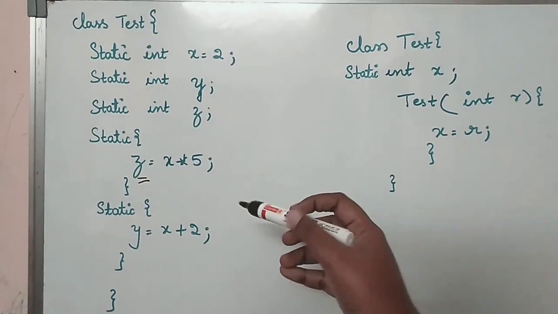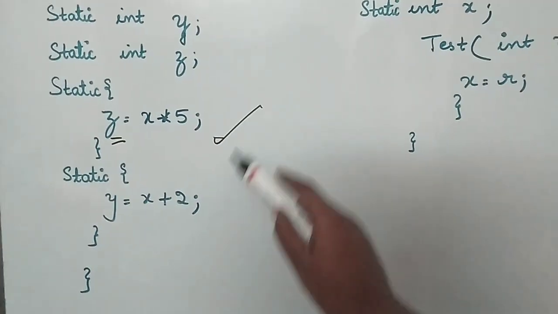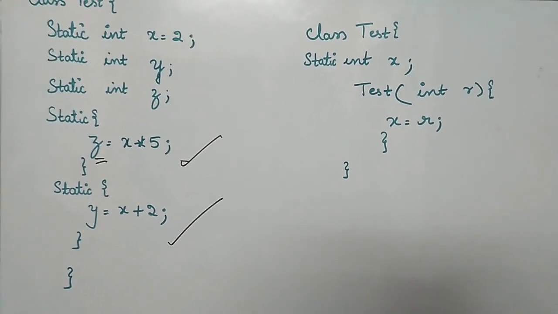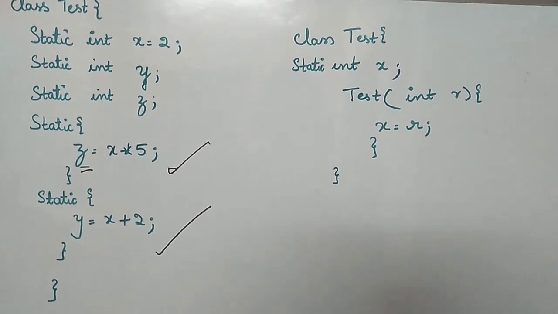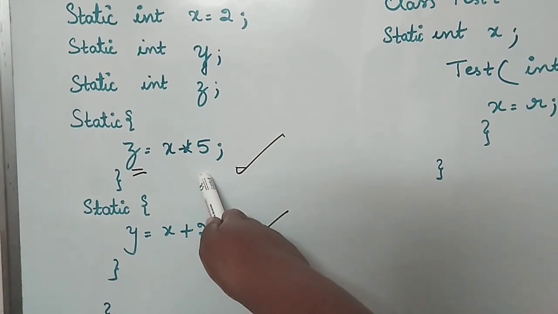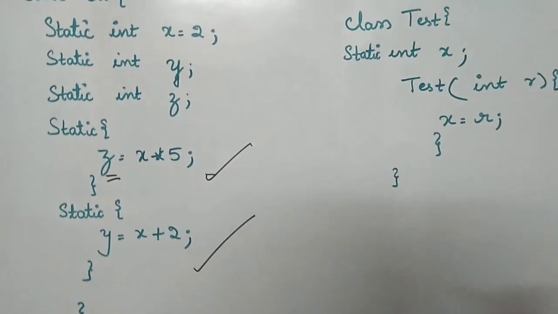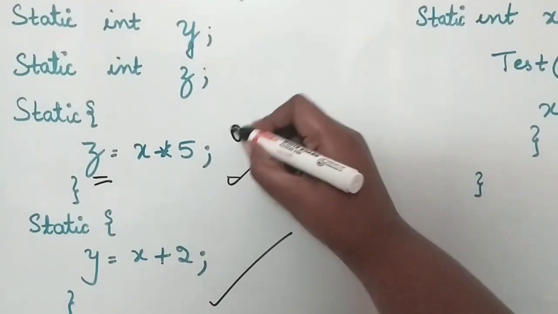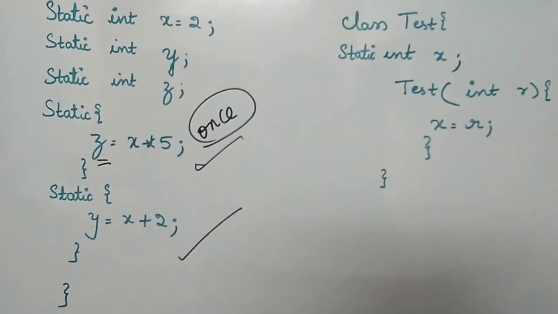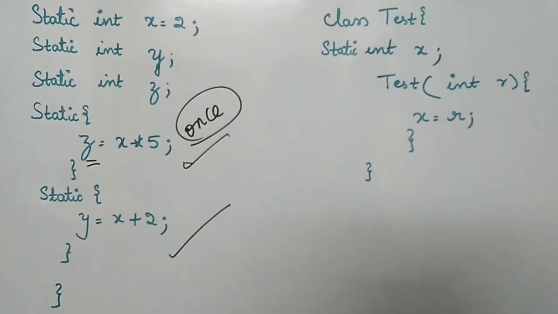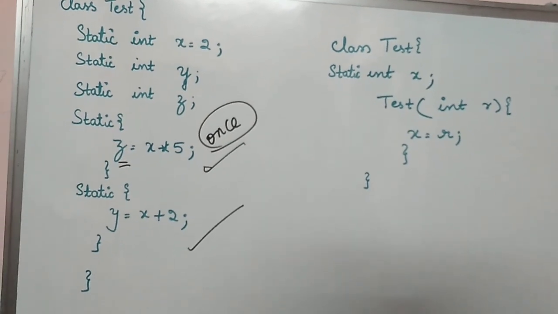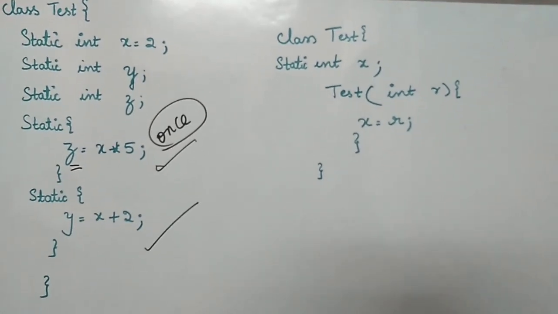In this program, as you can see, there are two static blocks: this is the first static block and this is the second. The order of execution of the static blocks will be the order of placement inside the class. Since this static block comes first, it will execute first, and then this static block will be executed. Static blocks will be executed only once, during the class loading itself, and before the main method. Static blocks are used for initializing the static variables.